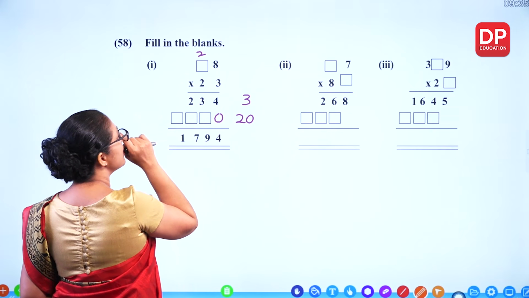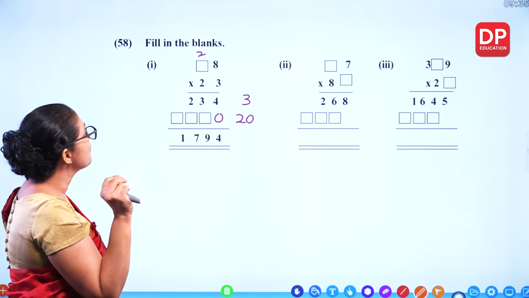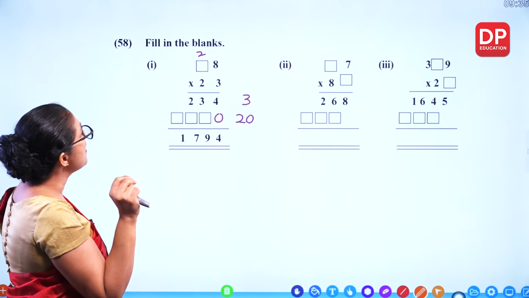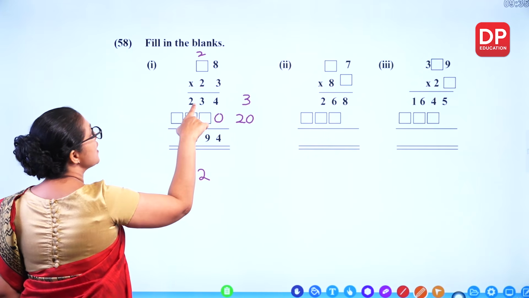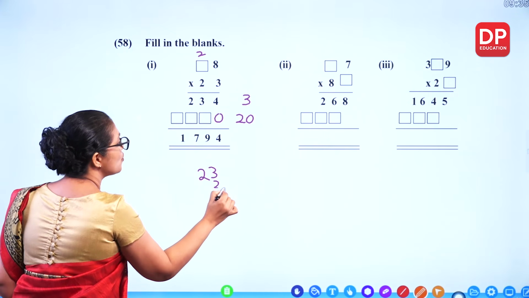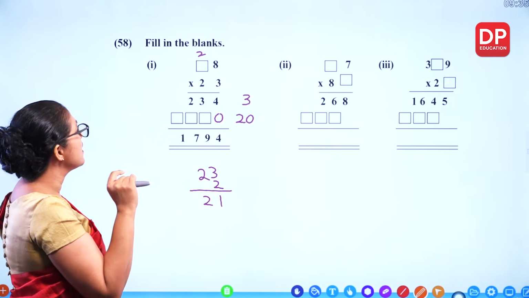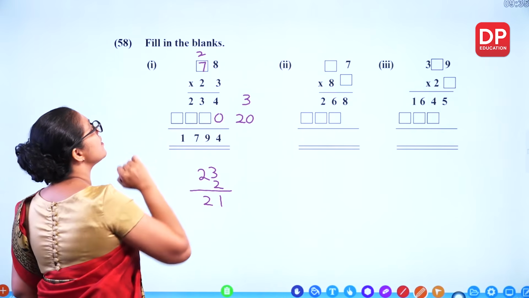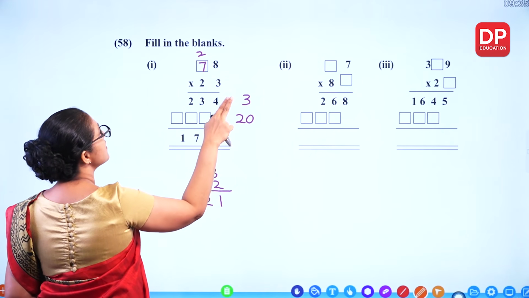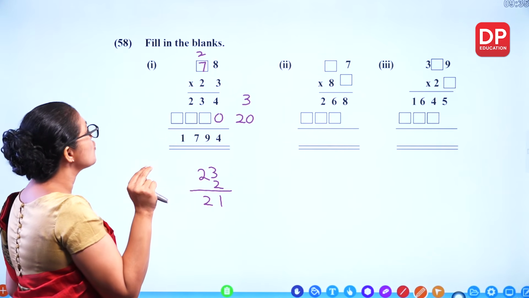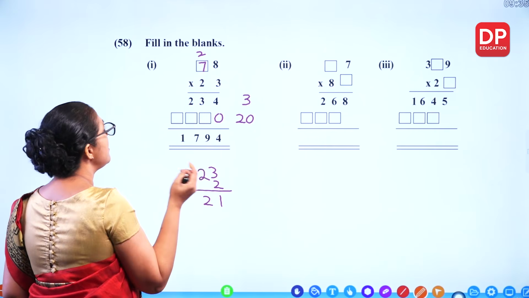So what should be the number? 2-digit number, 23. So what's the number? 3 times. So it is better to do it this way. 23 minus 2. What's the answer? You get 21. How do you get 21 from 3? This should be 7. Now check it. 3 times 8, 24. 2 remaining. 3 times 7, 21 plus 2, 23. So it is better to subtract this number first and then figure out the number.